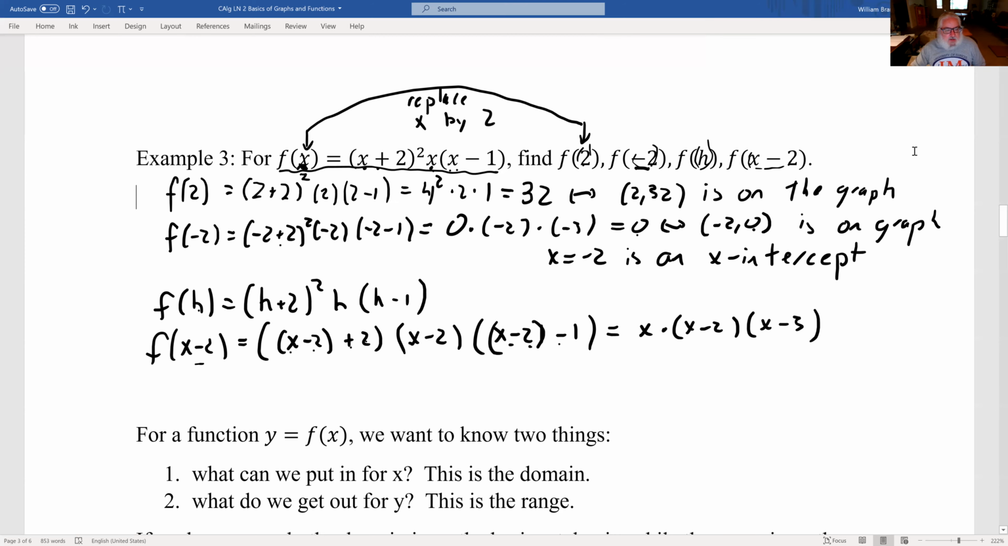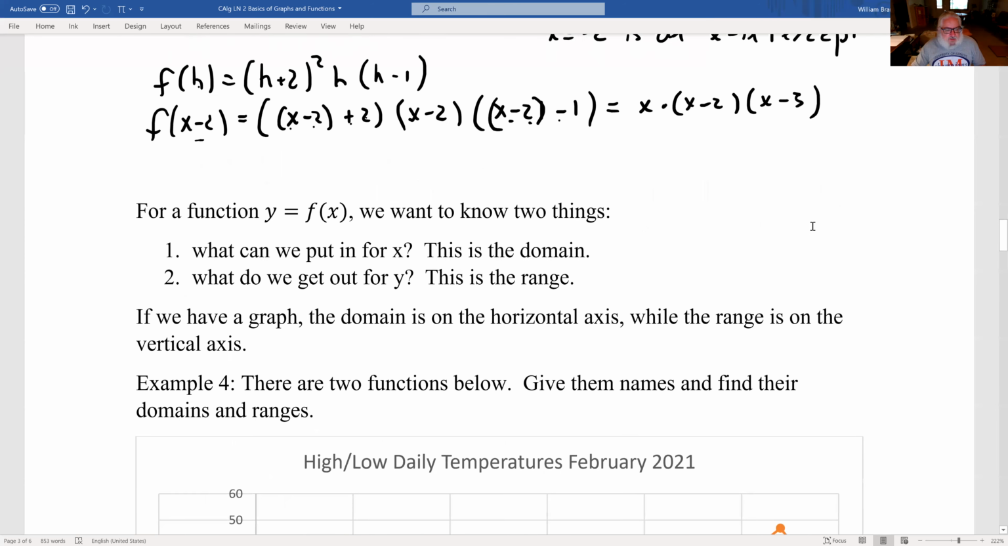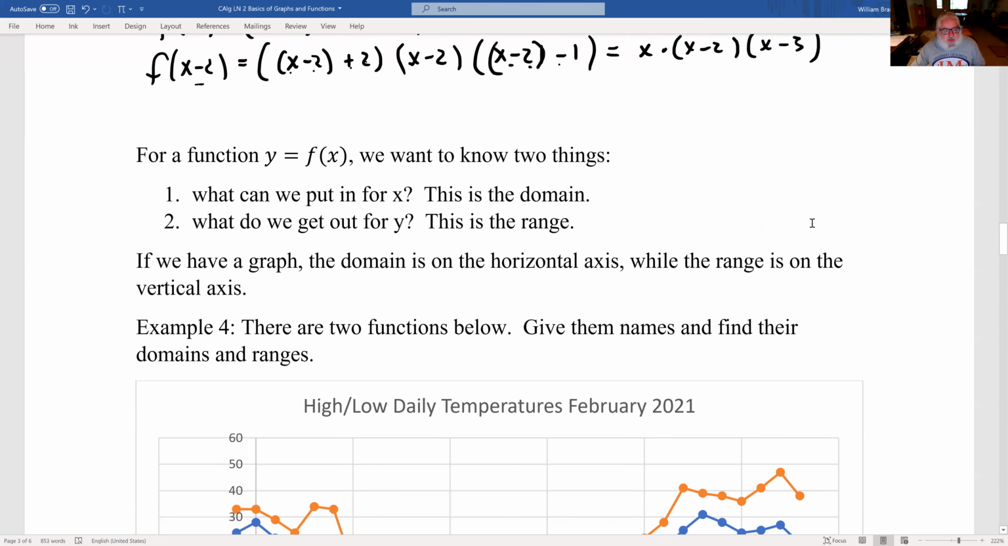Okay, so for any function y equals f of x, we've talked a little bit about domain and range. We want to know two things. What are the things that we can put in for x? What are the numbers that can be put in for x? That's the domain. And what are the things that we get out for y? This is the range. Generally for graphs, domain is horizontal, that's left, right. Range is vertical, up and down.